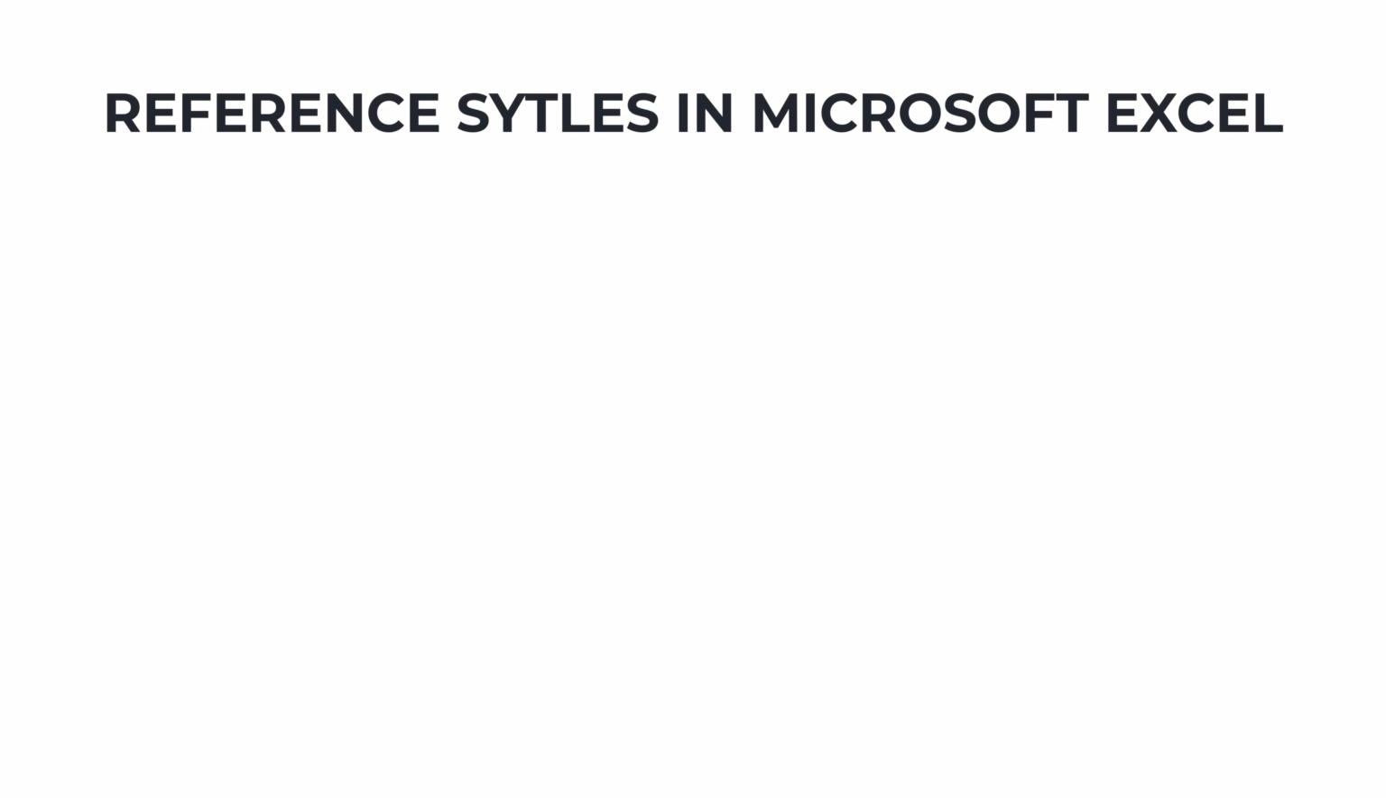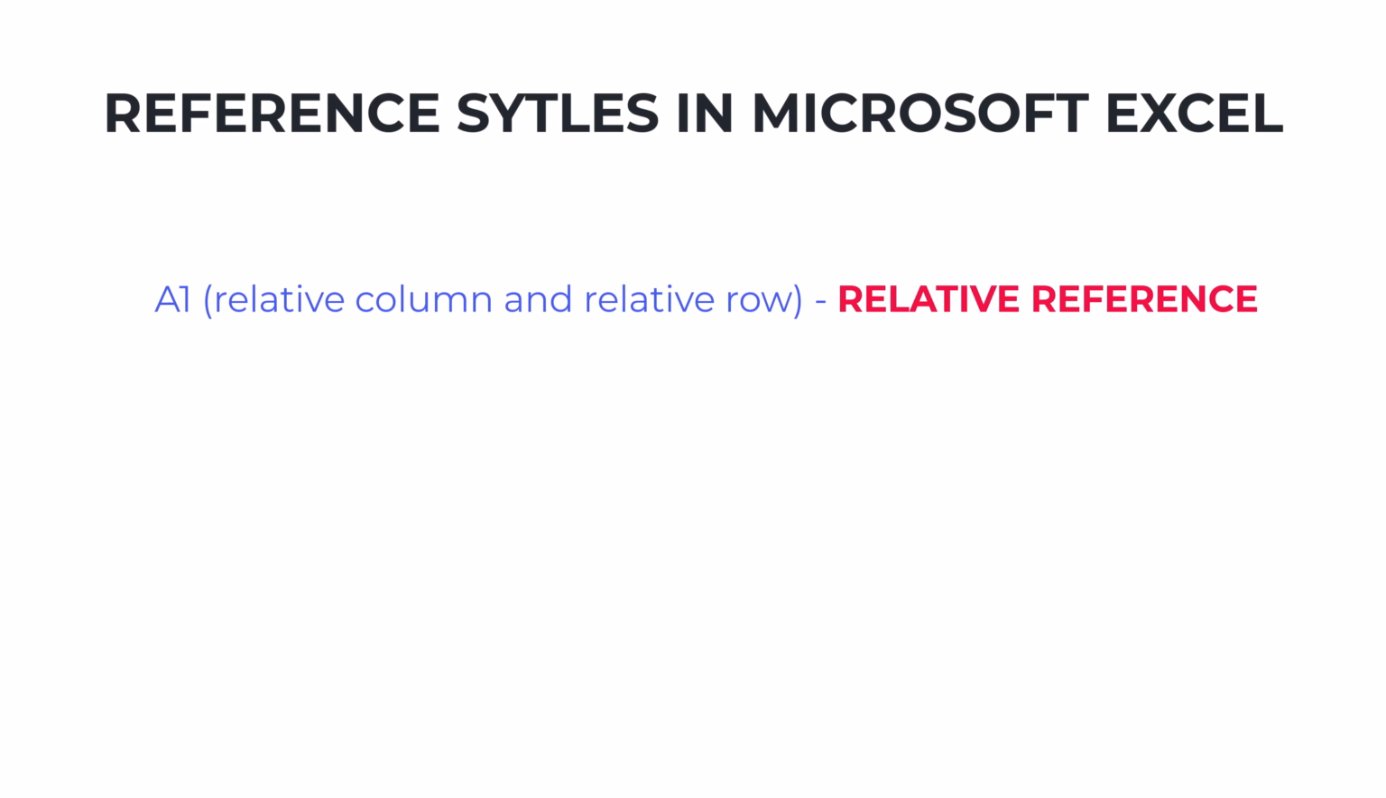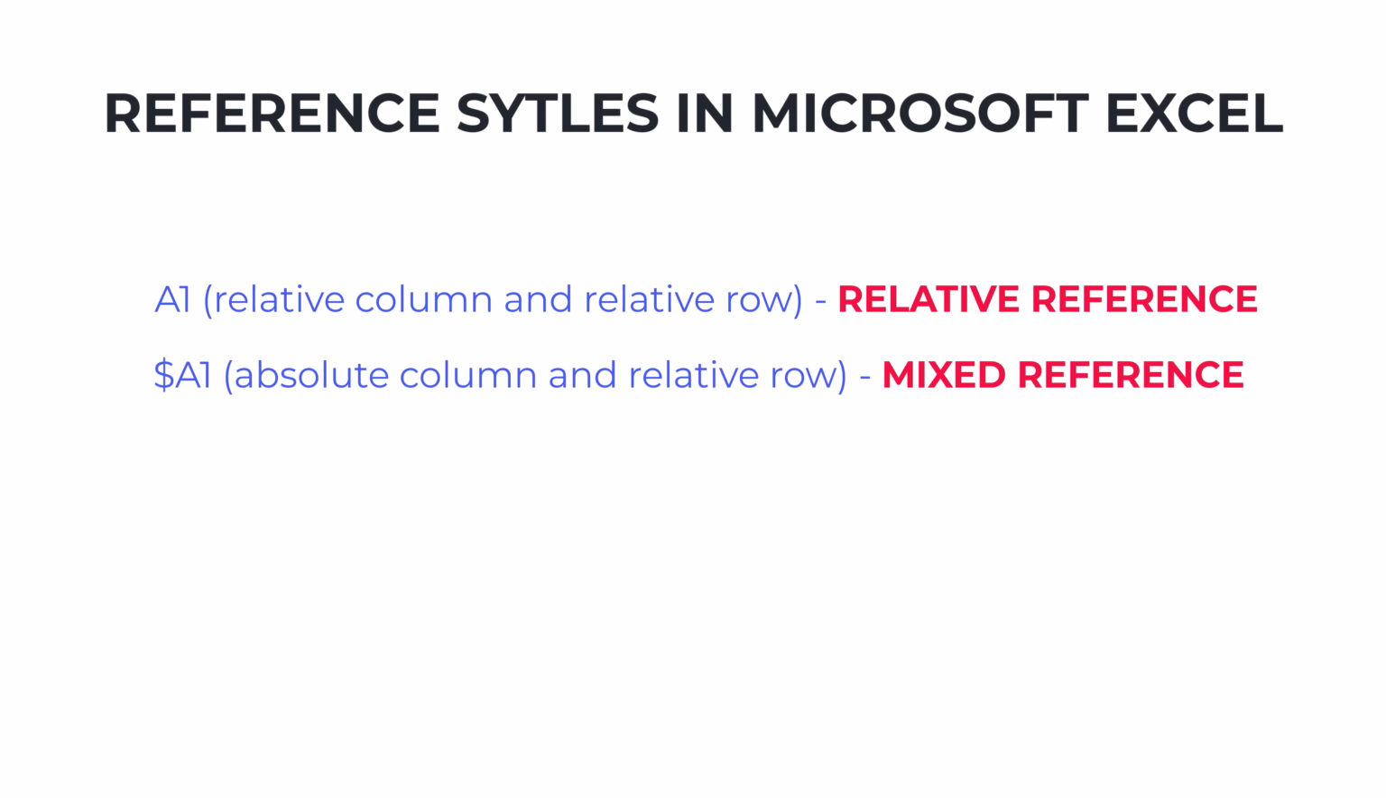We have four types of references that we can use in Microsoft Excel. The first one is an example of relative reference, and the cell is A1. Here there is no dollar sign, which means relative reference. When we copy this formula into another cell, Microsoft Excel will automatically adjust its references and change its location. The second one is an example of mixed reference where a dollar sign is placed before the column name but there is no dollar sign before the row number.